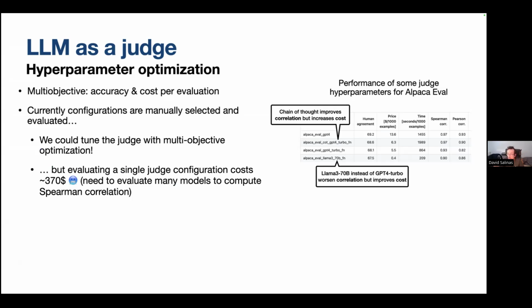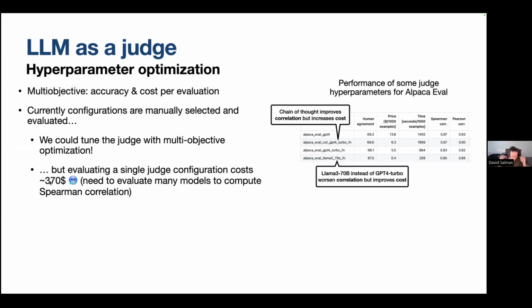So why? Because evaluating a single judge in this setup, where you compute the Spearman correlation, evaluating a single judge configuration like this one, for instance, costs around $400. Why is it so expensive?